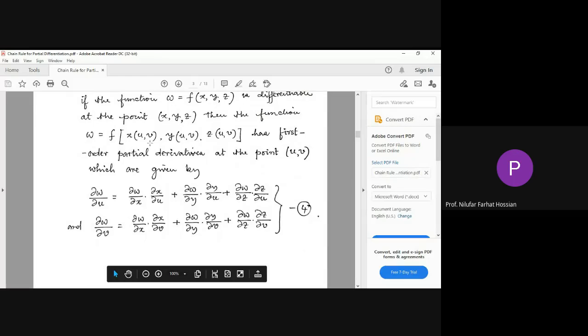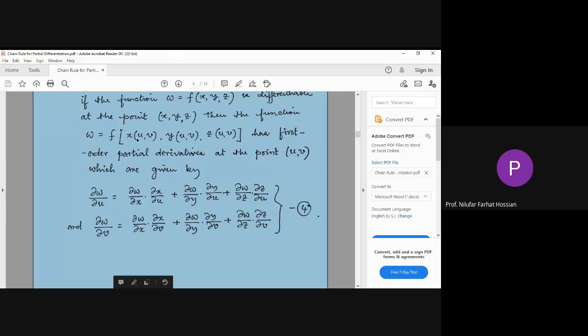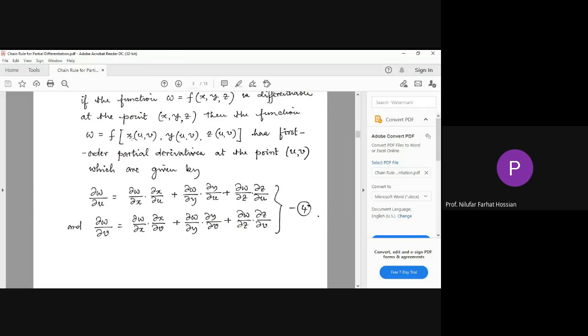So del w by del u will be equal to del w by del x into del x by del u plus del w by del y into del y by del u plus del w by del z into del z by del u. And when you find del w by del v, it will be del w by del x into del x by del v plus del w by del y into del y by del v plus del w by del z into del z by del v.